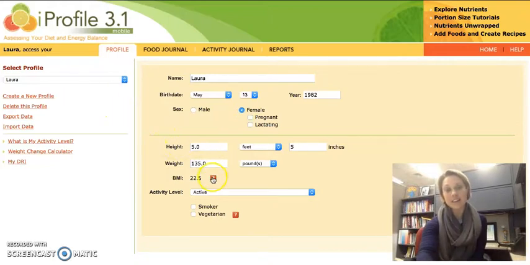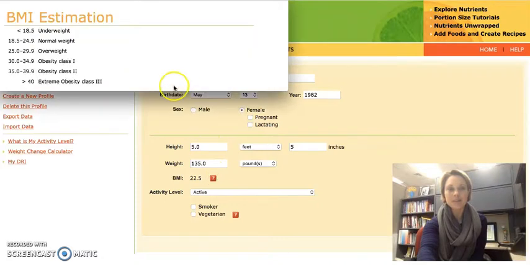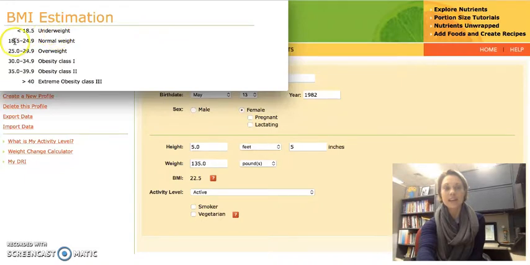And as you can see here, BMI is one of many indicators of health. And if you click here, you can see how you're doing with your personal BMI. If it's under 18.5, you're underweight, 18.5 to 24.9, you're considered normal, and then it goes up from there.